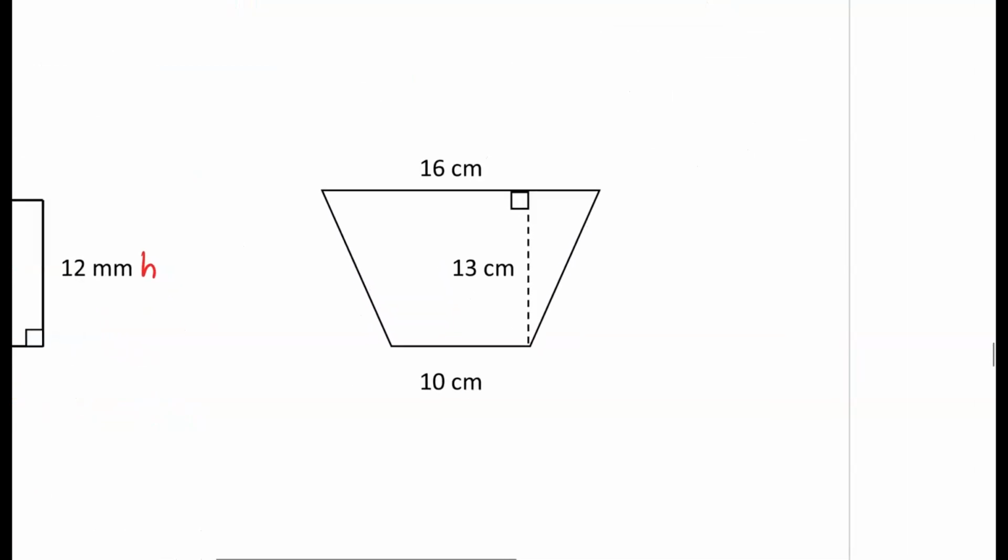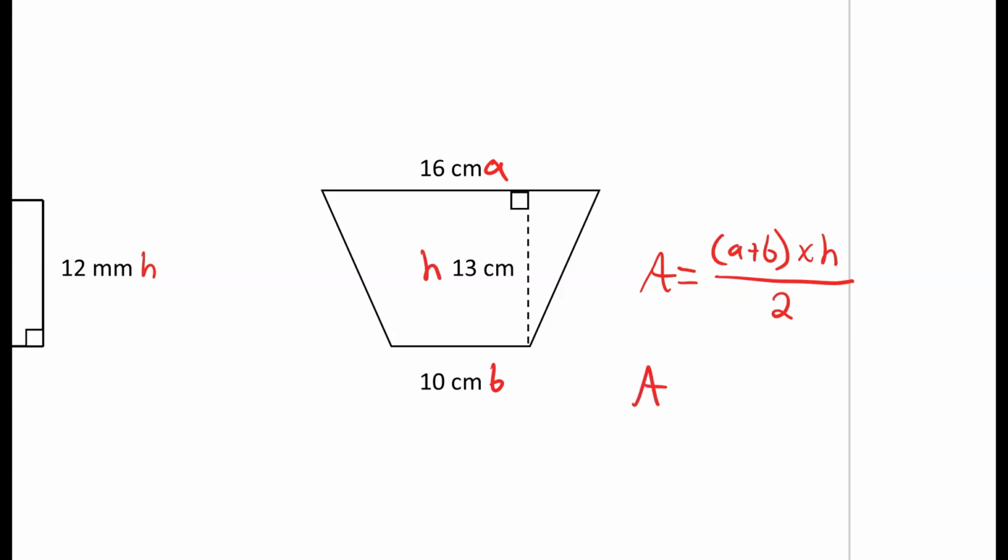For this one here, we're going to be following the same procedure. So we're using A equals (A plus B) times our H divided by 2. So for this, 16 I'll call my A, 10 I'll call my B, and 13 will be my H. Now, I'm going to leave this one for you to calculate on your own.